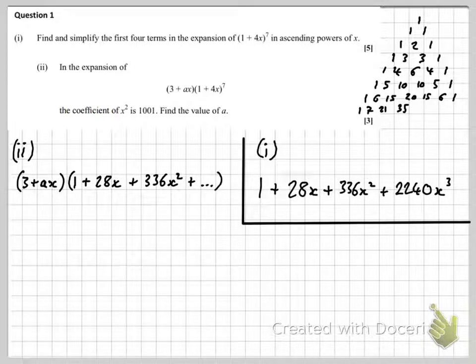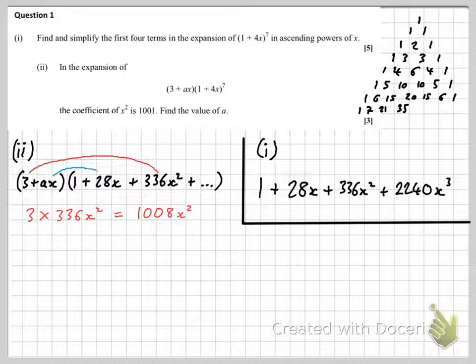there, because there's no point in considering the x cubed and higher terms, because we're only interested in how to create the x squared term. So if we were to expand that set of double brackets there, what's going to create an x squared term? Well, 3 times 336x squared is going to create some x squared. And it gives you that many x squared.